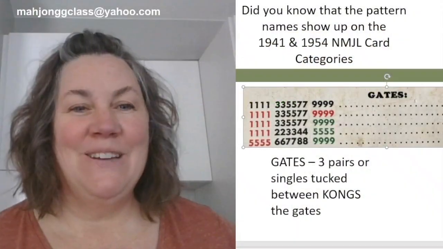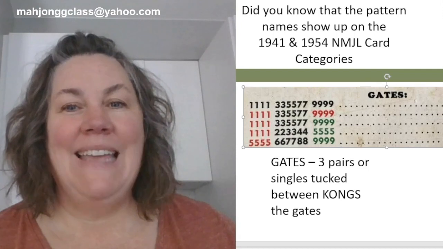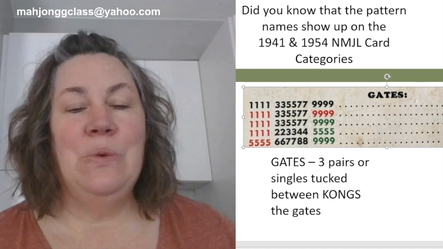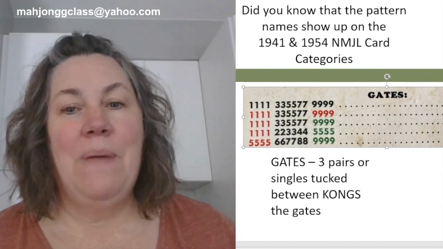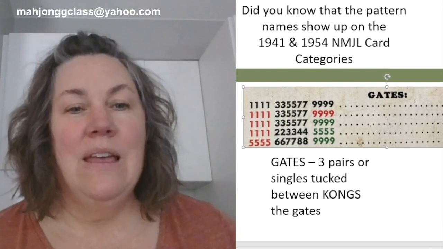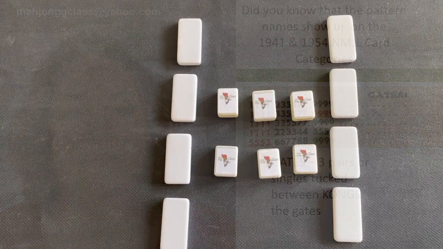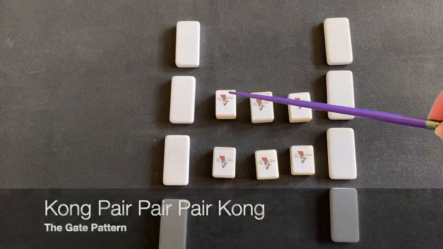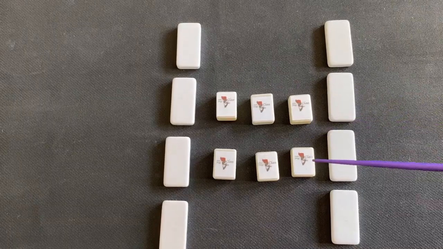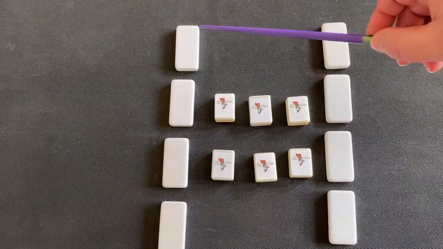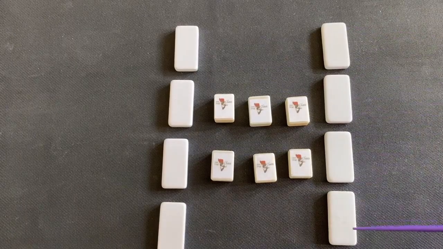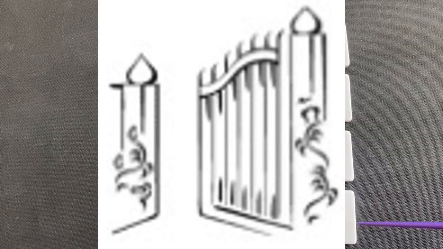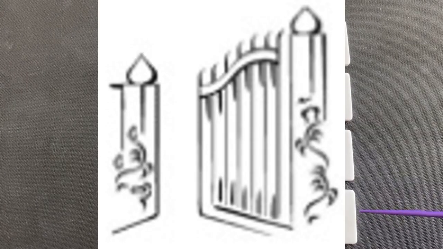The next pattern that shows up on the card is called gates. Gates are 3 pairs that are tucked between 2 kongs, which are the gates. The pairs are the pickets of the gate. We'll take a look at this now. This is the gate hand. As I mentioned, 3 pairs in the center. 1, 2, 3. Tucked between 4 of a kind on the side. Sort of looks like a gate. We'll talk about what other people say with this pattern, but let's get this on our way.